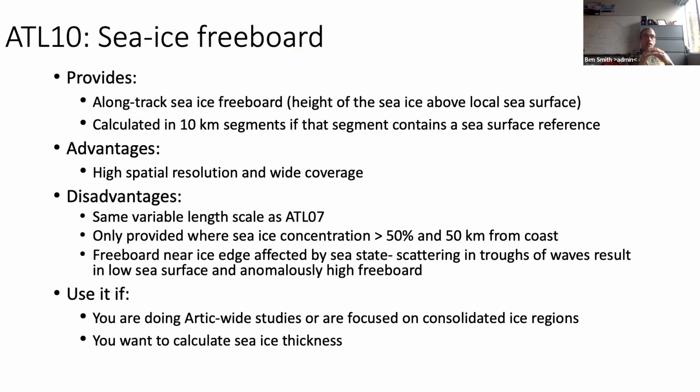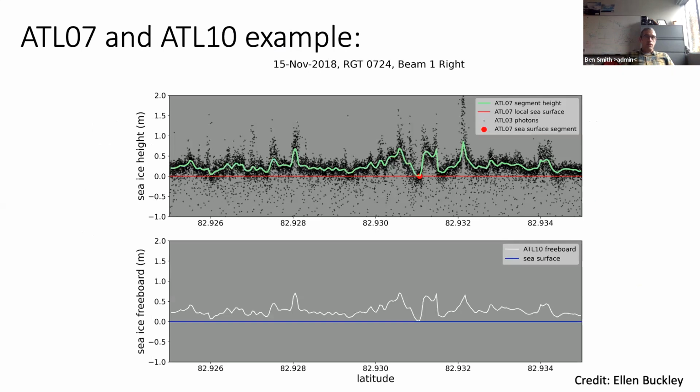So ATL10 is the sea ice freeboard. And if you have the freeboard, then if you know something about the density of the ice, you can calculate the thickness of the ice. So this is the value added product on top of ATL07. It has most of the advantages and disadvantages of ATL07, but here's the picture of what this looks like. There's the ATL07 height. There's a place where they've identified that they're measuring the height of the sea surface. You subtract that and it gives you the freeboard. So ATL10 in a lot of cases is the easier to use product compared to ATL07.